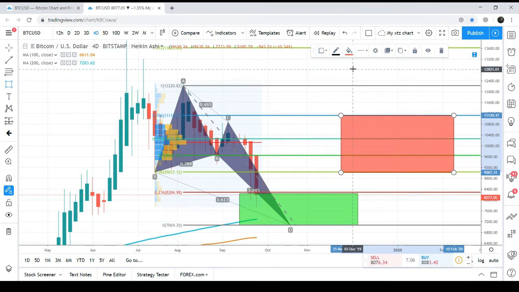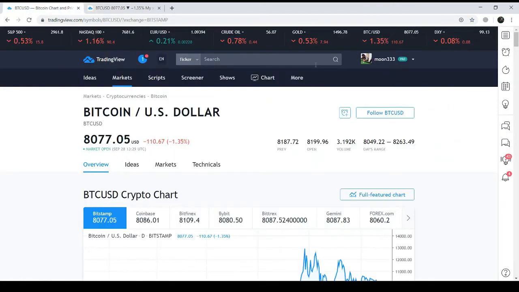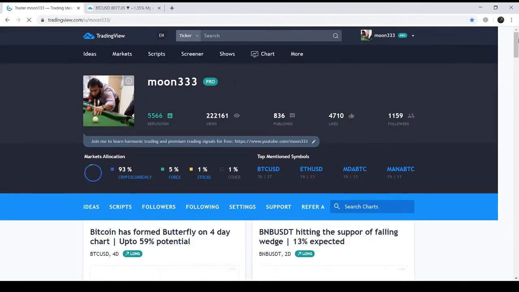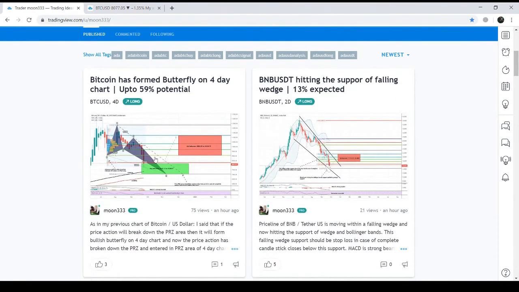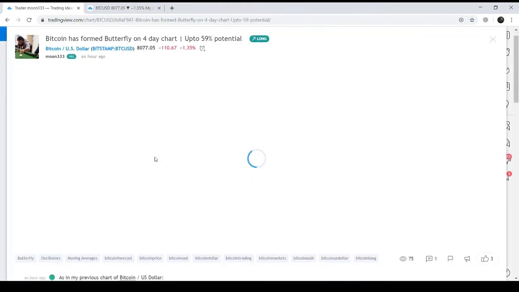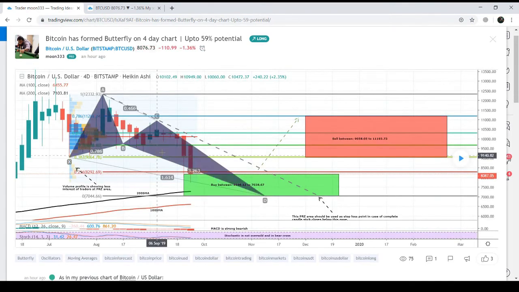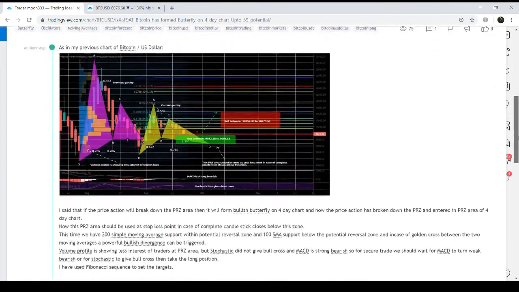Now let's move to the chart to see the accurate targets, and this is a chart I've published. I'm just taking you to my portal from where I'll show you my chart. This is a chart I published an hour ago. You can see on this chart, this is my buying range and these are my sell targets. So you can buy Bitcoin between $8,166 and $7,038 and sell between $9,058 and $11,193. You can see these targets very clearly in the chart description here.